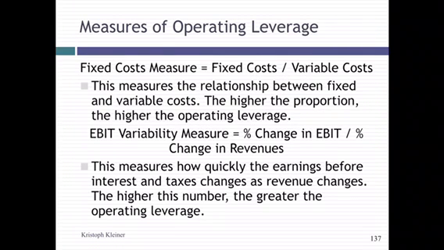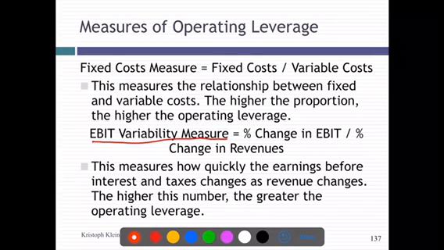Now, one way to estimate fixed costs is just going to be fixed cost over variable costs. But to be honest, this is actually sometimes difficult to estimate. So we're going to use an alternative measure, which is going to be kind of related to the argument we just made. We're going to be looking at the EBIT variability measure. EBIT variability is going to be the percentage change in EBIT over the percentage change in revenues. So for a 1% change in revenues, how much are you seeing in a change in EBIT?